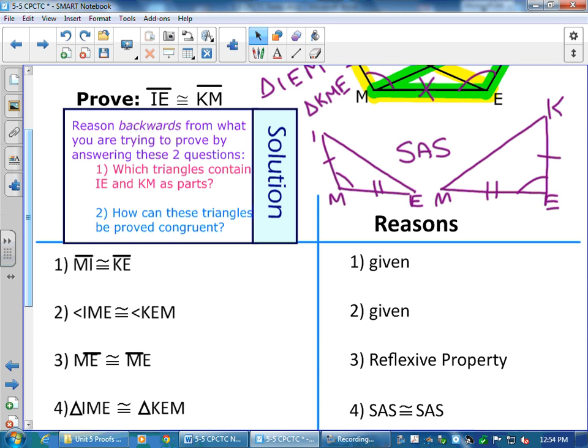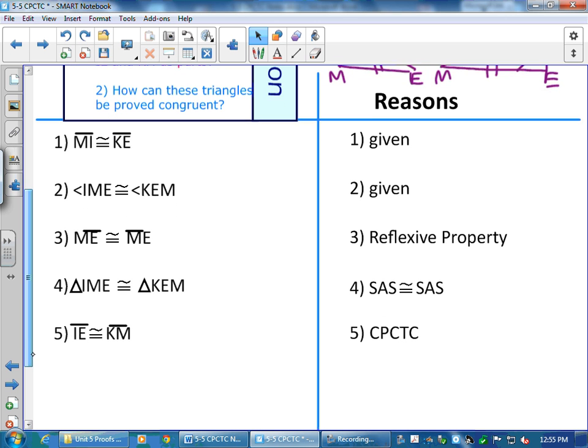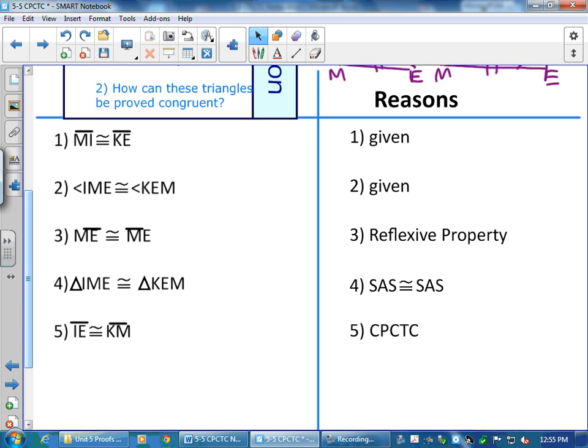Now here's my last step. This is the new part. Now that I know that these two triangles are congruent, I know that all the remaining parts of them are also congruent. So we look at our proof, IE congruent to KM. Well, now I know that IE is congruent to KM because of CPCTC. Corresponding parts of congruent triangles are congruent, and you can abbreviate it in your proof.